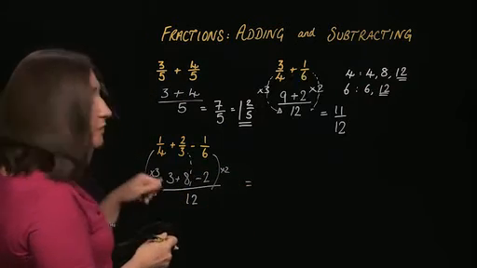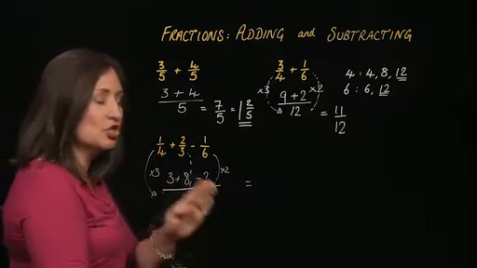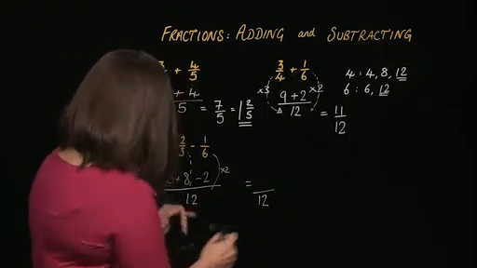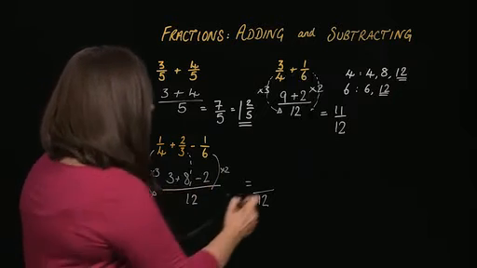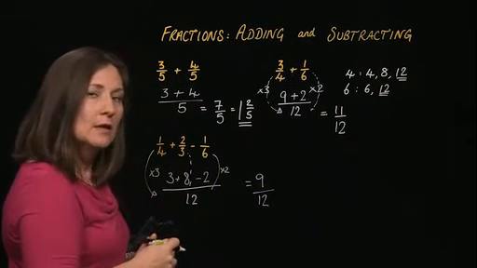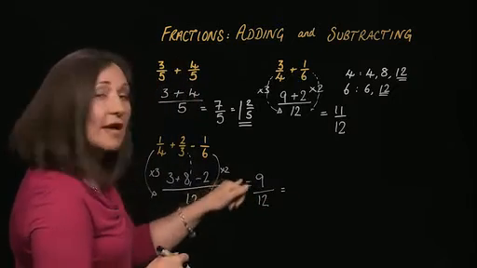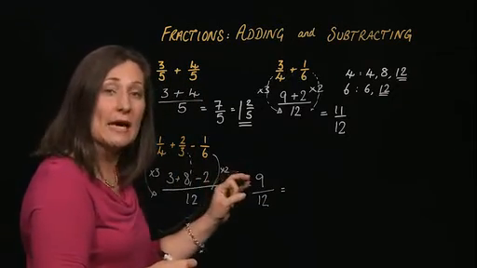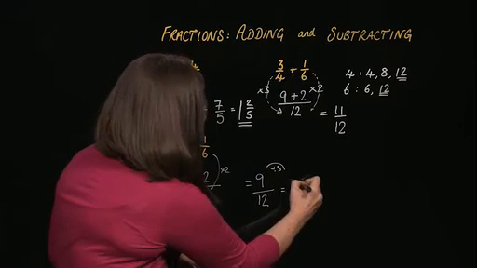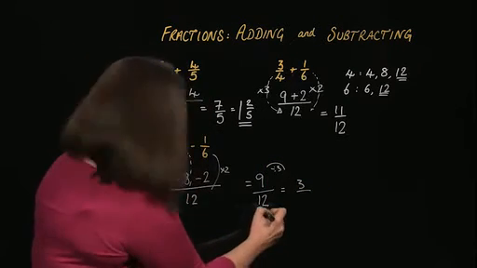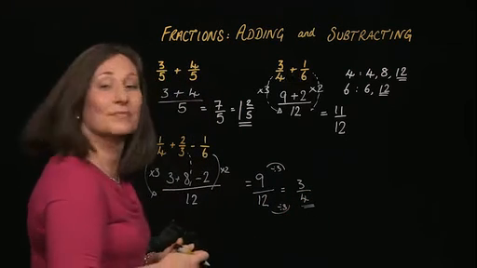Last stage, perhaps, we've just got to add or subtract the numerators and the denominator just stays as 12. So 8 plus 3, 11, take away 2, 9. Can I leave it like that? No, I can't. I can see something going on here. They are multiples of 3, so I'm going to cancel down. Equivalent fractions again. I'm going to divide by 3, which gives me 3, and I'm going to divide by 3, which gives me 4. And the final answer is 3/4.